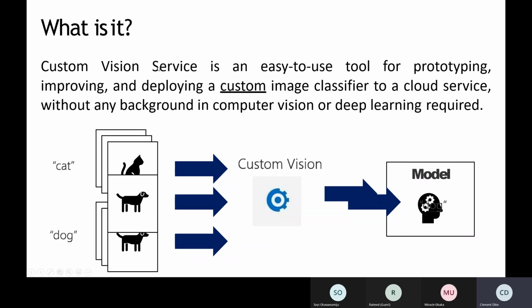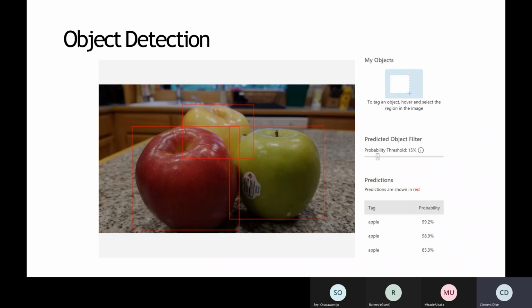So this is just a simple process. We have cats and we have dogs. You save them here, you tag them, and then you build, and the service will generate your model for you. That's the simple process to use Custom Vision. So we have object detection, and then we have classification.